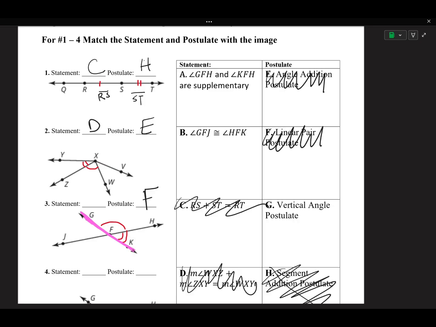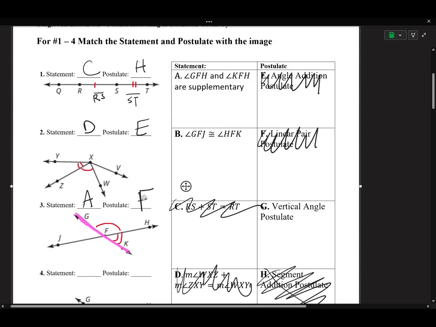I got two options. GFH and KFH are supplementary, or they're congruent to each other. Considering they have two different arch marks, I'm going to say letter A. They're supplementary. Also, supplementary means they add up to 180 degrees, because 180 degrees creates a line.